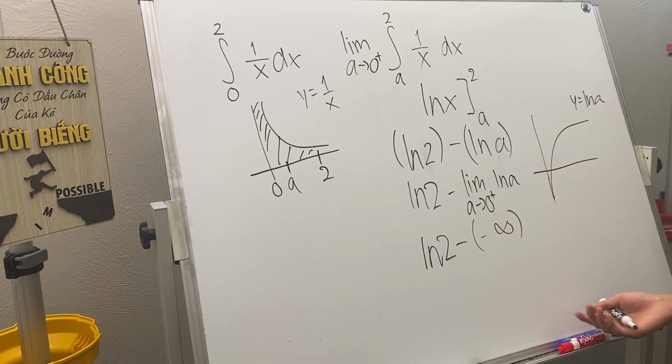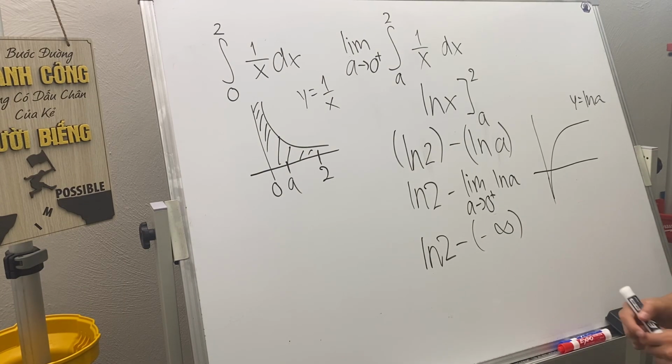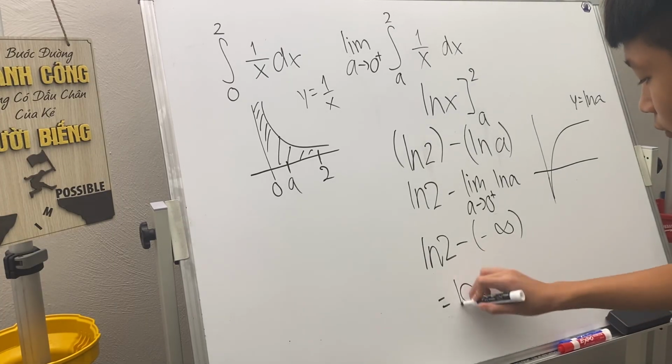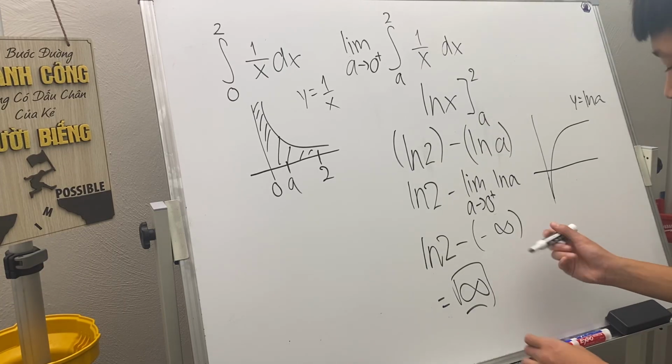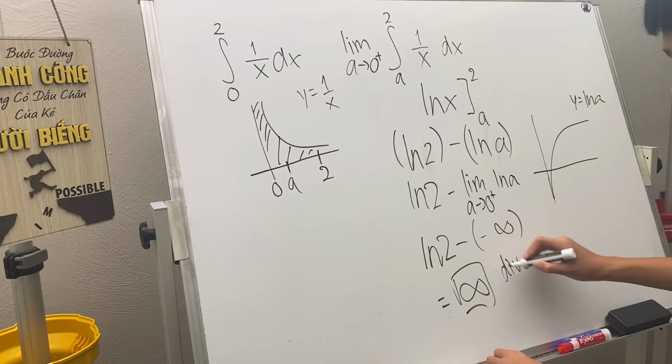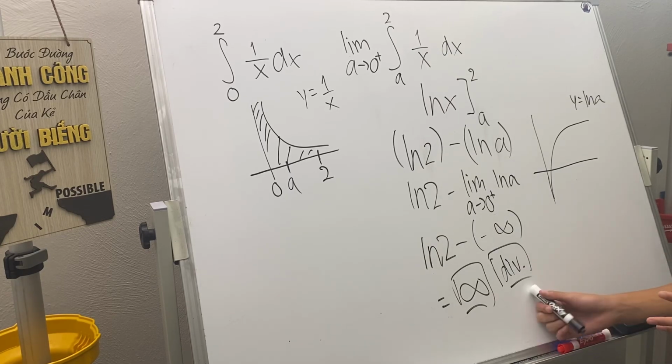Negative times negative equals a positive. ln 2 is just a finite number. Any number plus infinity is infinity, right? So basically, this is equal to infinity, or you can just say diverge. If it converges, it means it approaches a number like 1, 2, 3, 4, 5, any number, like e, or 5.28 or 3.14, pi approximately. So this diverges. You can write diverge or infinity. Most people are gonna write diverge.